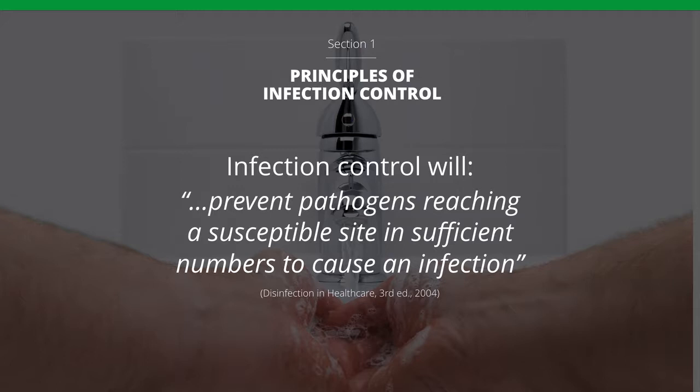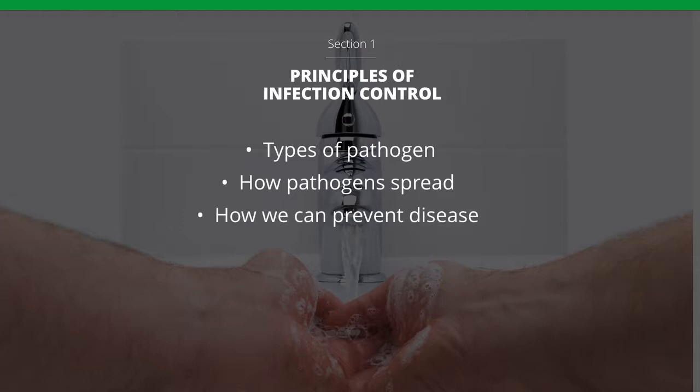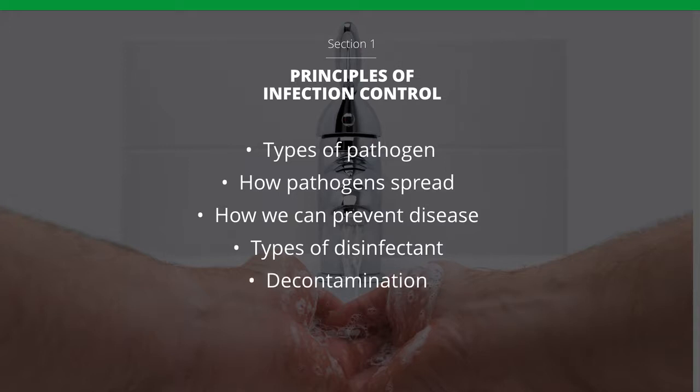In both sectors we have the same objective: to prevent pathogens reaching a susceptible site in sufficient numbers to cause an infection. First, we will be looking at the types of pathogen, then how they spread. Following that, we'll look at the diseases that pathogens cause and the routes of transmission, followed by how to prevent pathogens from causing disease. We'll then focus on the different types of cleaning and disinfection, or decontamination.